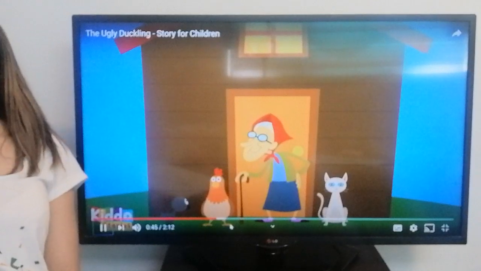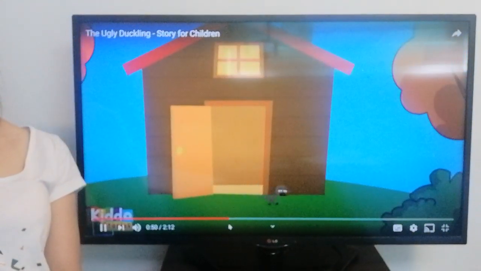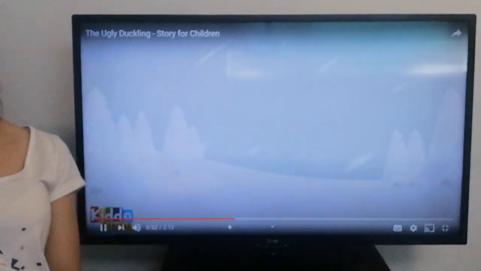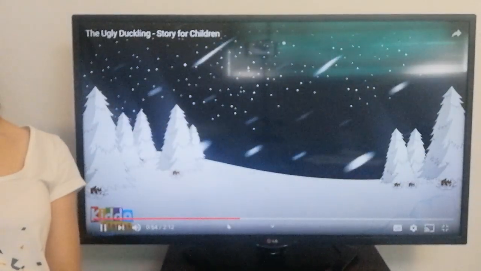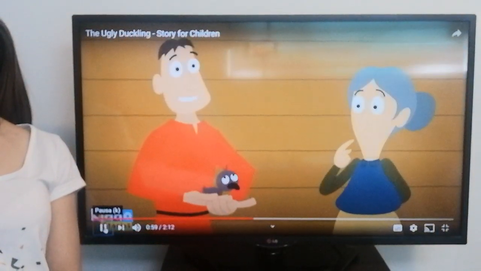Duckling stayed with them for some time, but he was unhappy there and soon left. When winter set in, the poor duckling almost froze to death. A peasant took him home to his wife and children.